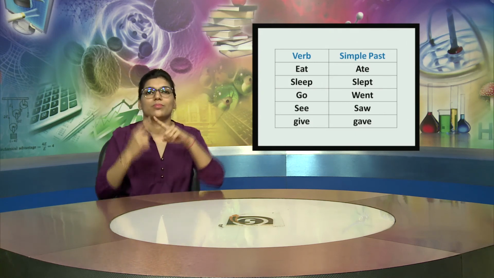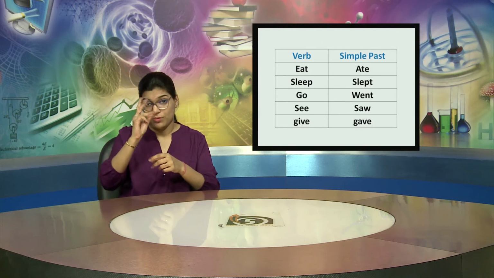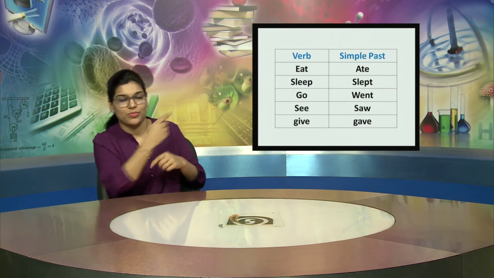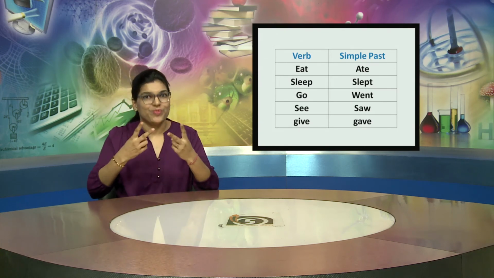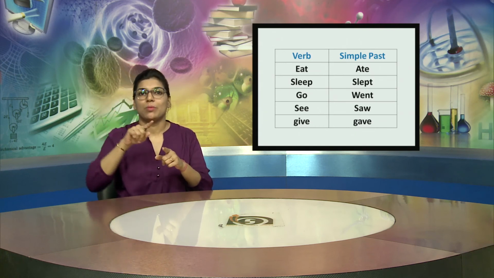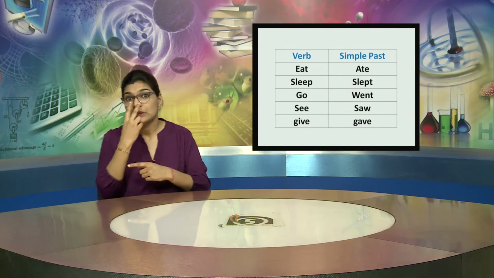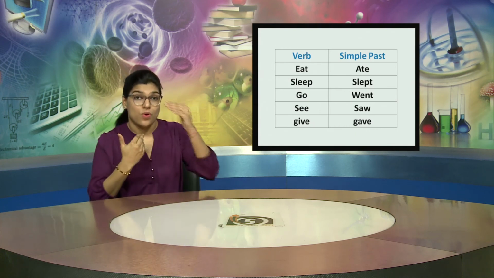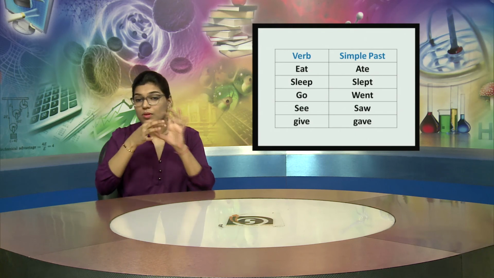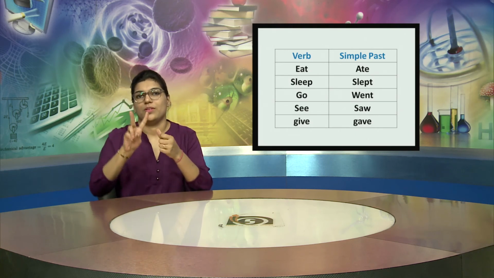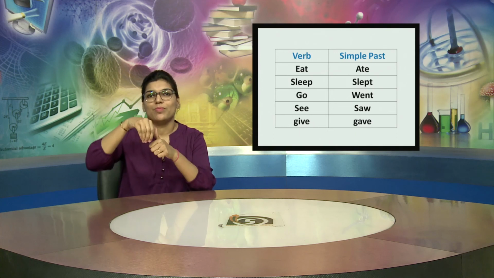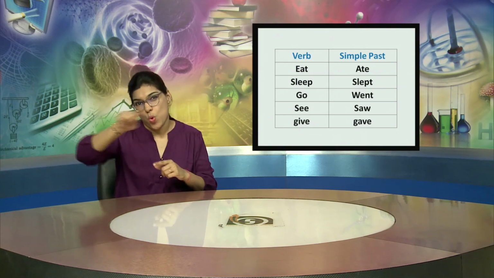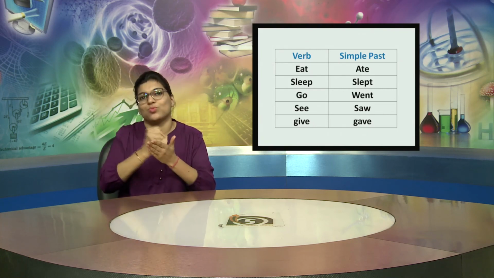The word sleep is used for the present form, but for the simple past we will use slept. We will not use sleeped, we will use slept. You can see on the screen. Earlier we had learned that we will not use ed with all the verbs. Also, third word is go, with that we will use went. Fourth word is see, then it will be saw. With fifth word give, simple past will be gave.